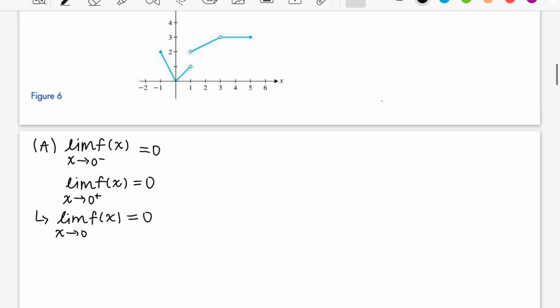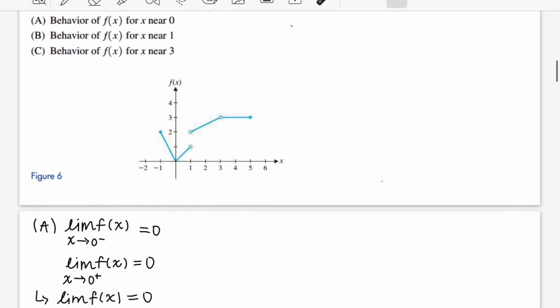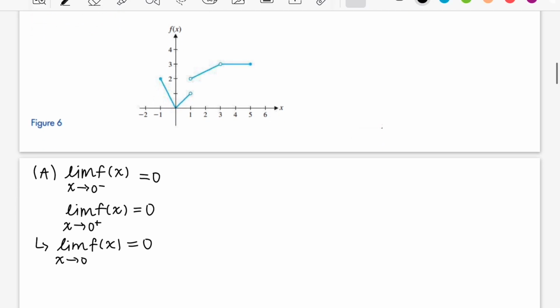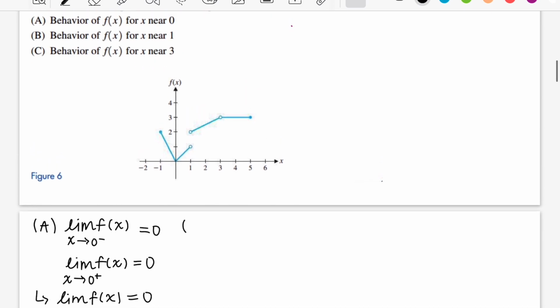All right, and then lastly, we'll look at the value of our function at x equals 0. So if we were to plug x equals 0 into our function, which looks like this, we do see that we get 0 back. All right, so let's look at B and do the same thing. We want to look at the behavior of f of x for x getting closer and closer to 1. So again, we'll look at the limit of our function as x approaches 1 from the left, and the limit of our function as x approaches 1 from the right.